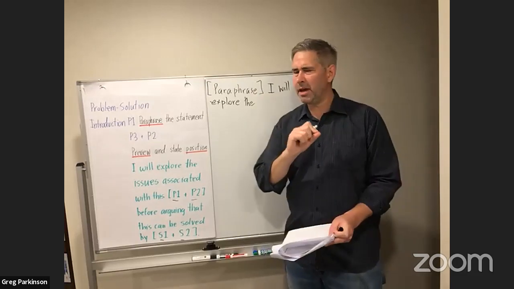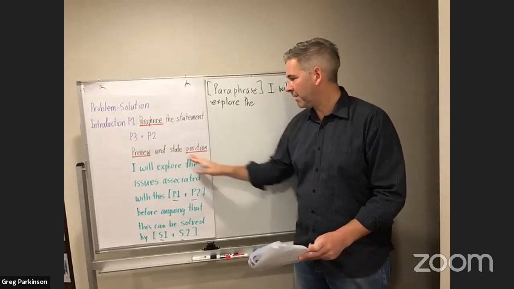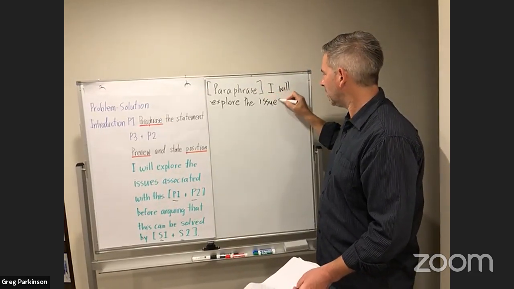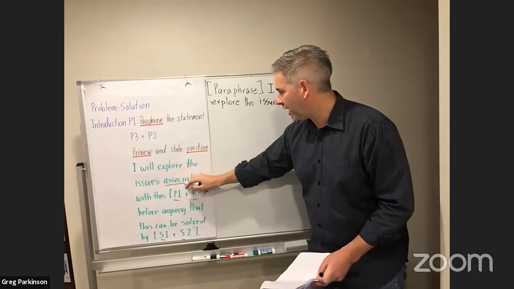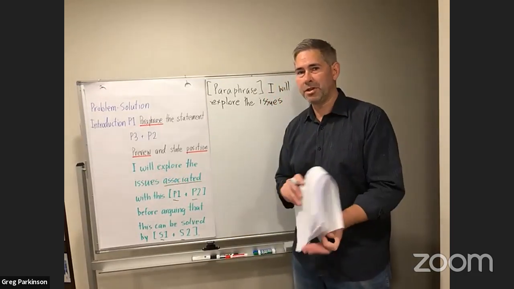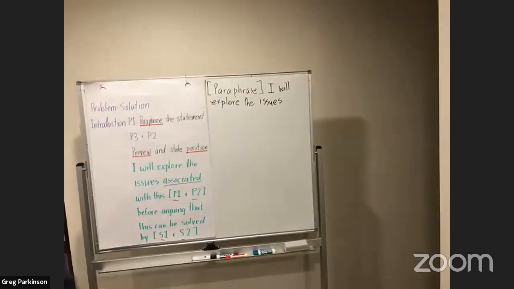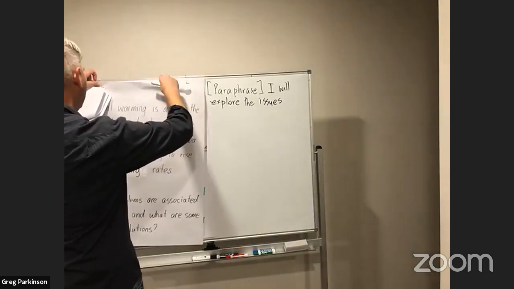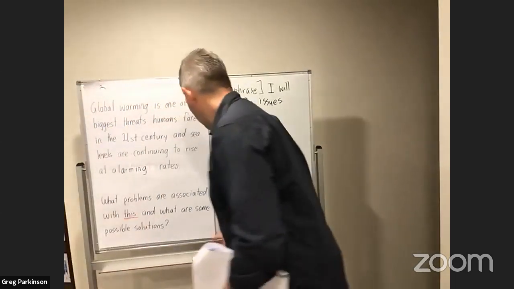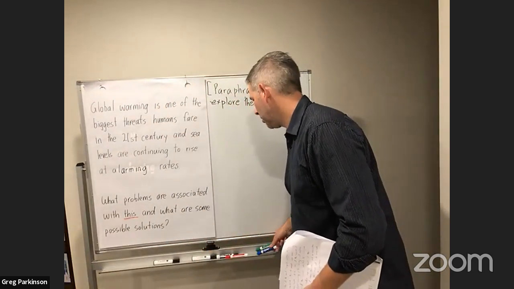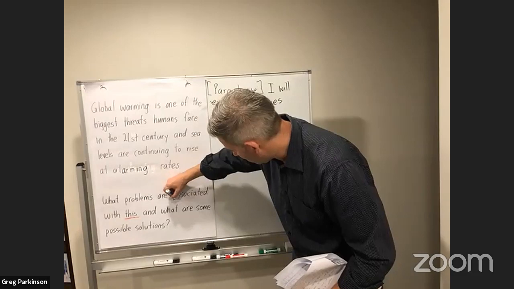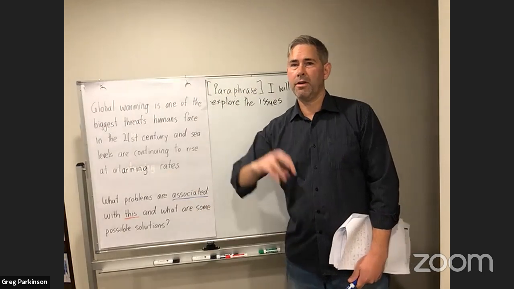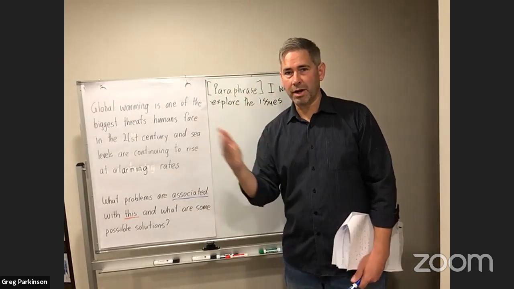So this is a slight deviation from the essay, but it doesn't matter because I think this one might actually be easier for you to remember. I will explore the issues. Now, I'm not going to use the word associated because that's in the question that we're given. I'll show you that again. So in this case, the examiner has used the word associated. So I'm going to use a synonym for that to use a wider range of vocabulary.